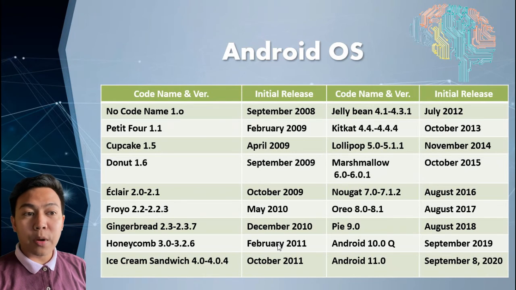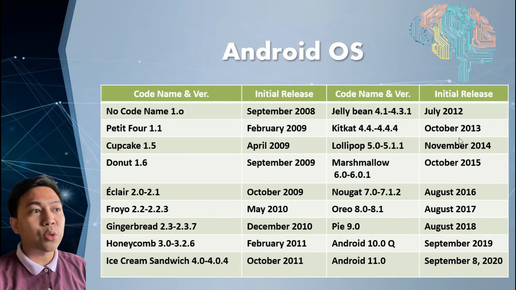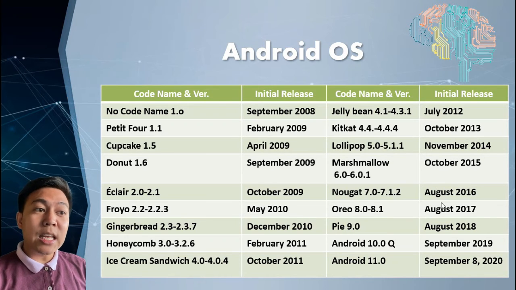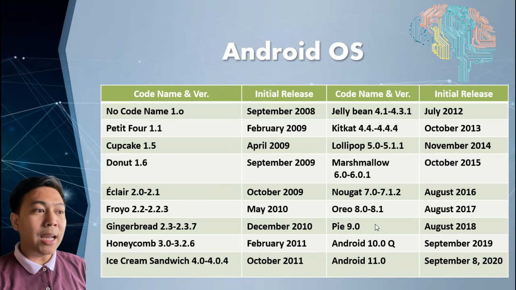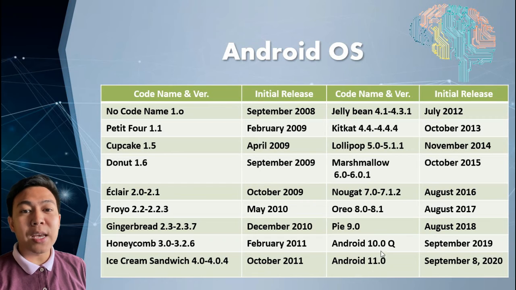Honeycomb February 2011, Ice Cream Sandwich October 2011, Jelly Bean July 2012, Kit Kat 2013, Lollipop 2014, Marshmallow 2015, Nougat 2016, Oreo 2017, Pie 2018, Android 10 2019, and the latest we have Android 11, which was developed on September 8, 2020.